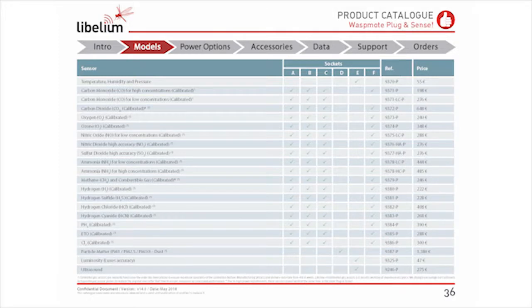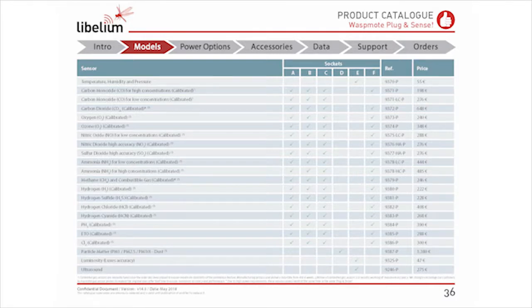Temperature, humidity, and pressure are always needed, so the socket E is occupied. If you need to monitor the particle matter, you must fit it to socket D, and you cannot connect any other sensor to this socket. So finally, you can connect up to 4 gases sensors to the sockets A, B, C, and F. There's also a possibility of connecting ultrasound sensor or luminosity sensor to socket E, if this is free. Please always double-check this socket's compatibility.